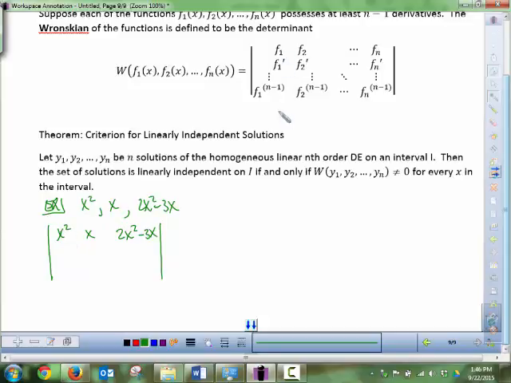Now, just down below, I just take derivatives. I need this to be a square matrix. I have 3 columns, so I need 3 rows. I have the original functions in the first row, and I need the first and second derivatives. So the first derivative is 2x, 1, and 4x minus 3. The second derivative is 2, 0, and 4.